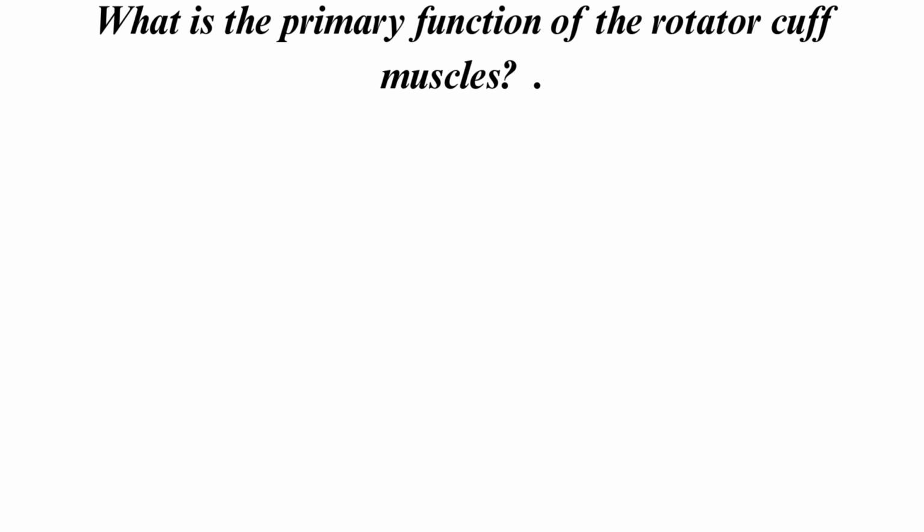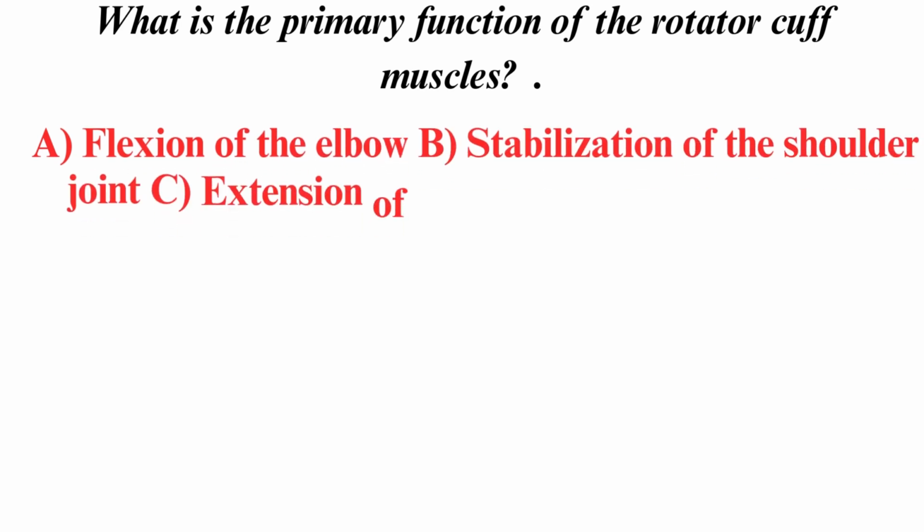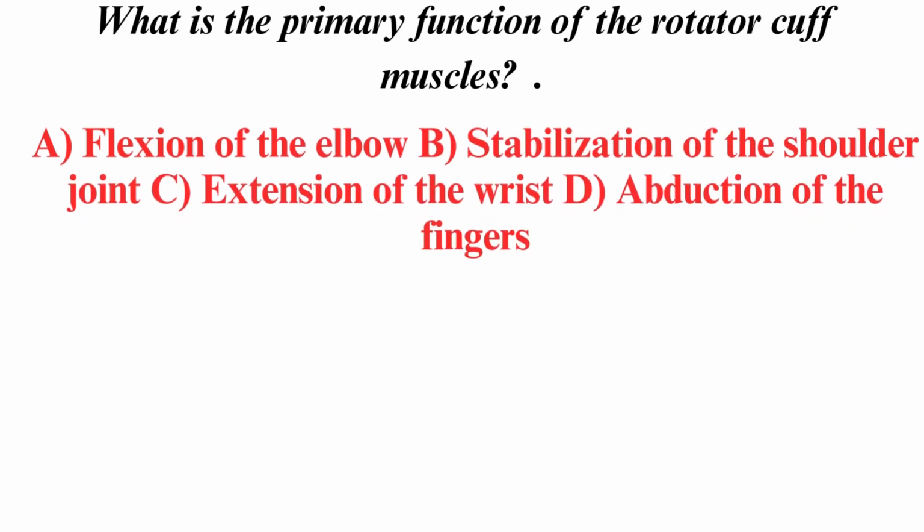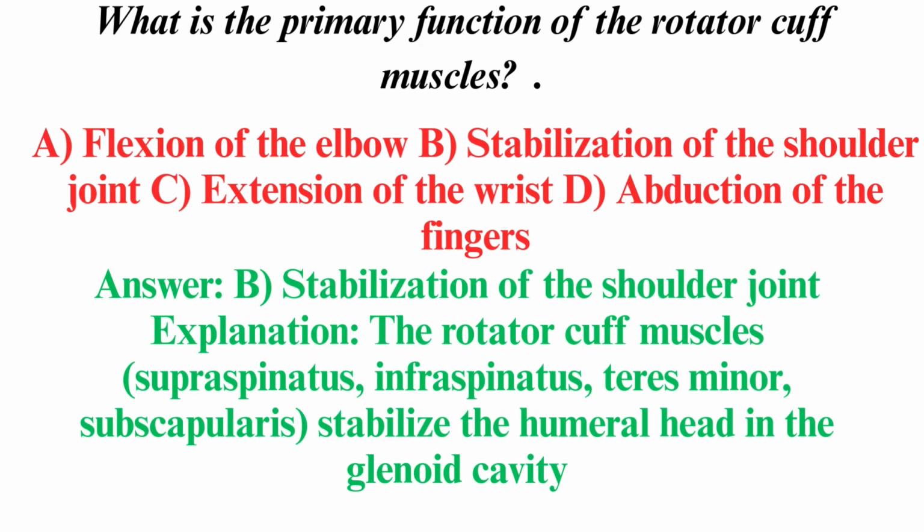MCQ 3. What is the primary function of the rotator cuff muscles? A. Flexion of the elbow. B. Stabilization of the shoulder joint. C. Extension of the wrist. D. Abduction of the fingers. Answer. B. Stabilization of the shoulder joint. Explanation. The rotator cuff muscles, supraspinatus, infraspinatus, teres minor, subscapularis, stabilize the humeral head and the glenoid cavity.